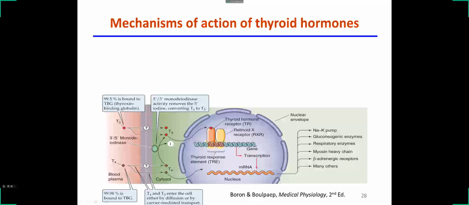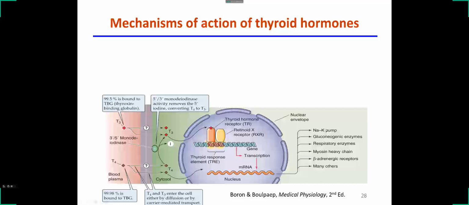Again, very similar to the cholesterol hormones. This will drive, in combination with retinoid receptor, gene transcription by binding to the thyroid response element, or TRE, leading to increased messenger RNA. And what are these messages?